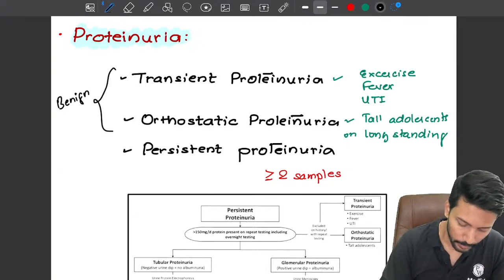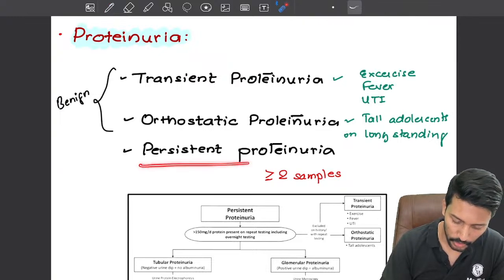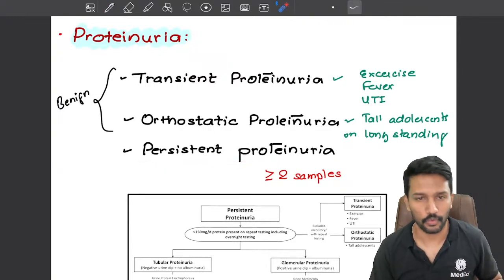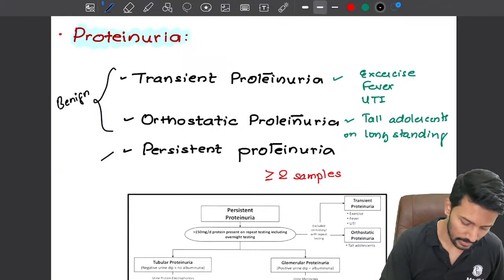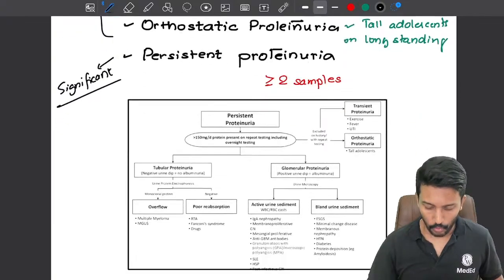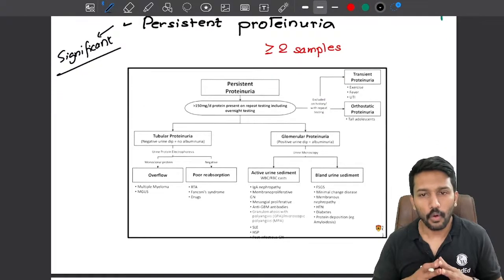They are safe. But the other condition, where the proteinuria is persistent in more than or equal to 2 samples, is a significant proteinuria, right? This is significant. Okay.